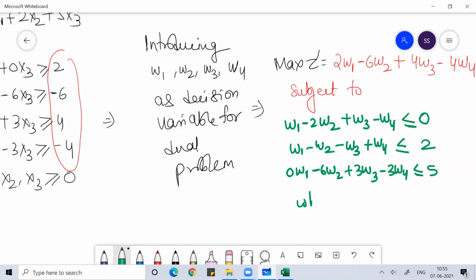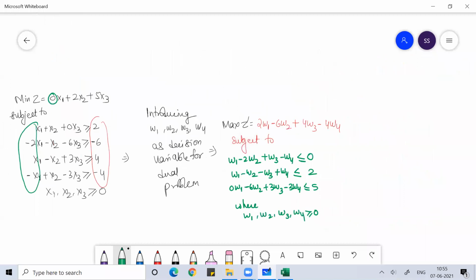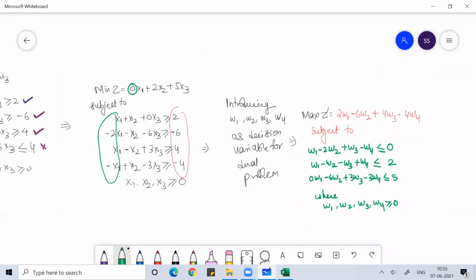Okay, where W1, W2, W3, W4 are greater than or equal to 0. Anyone, any doubt? Any doubt, anyone?